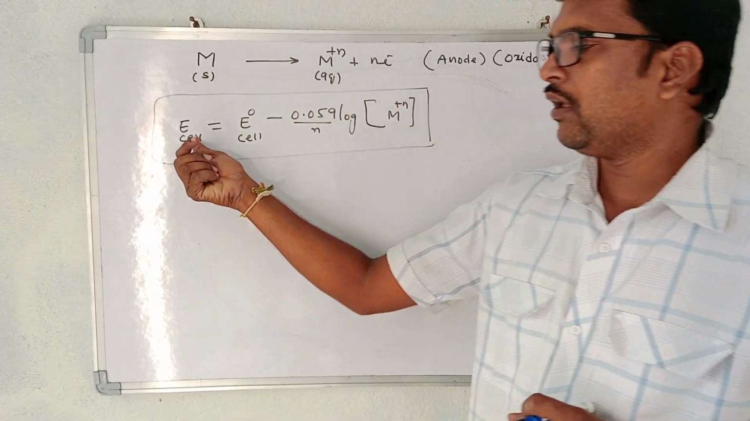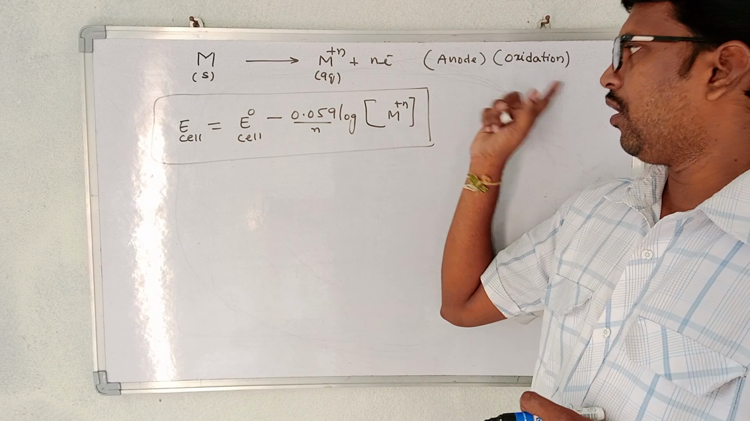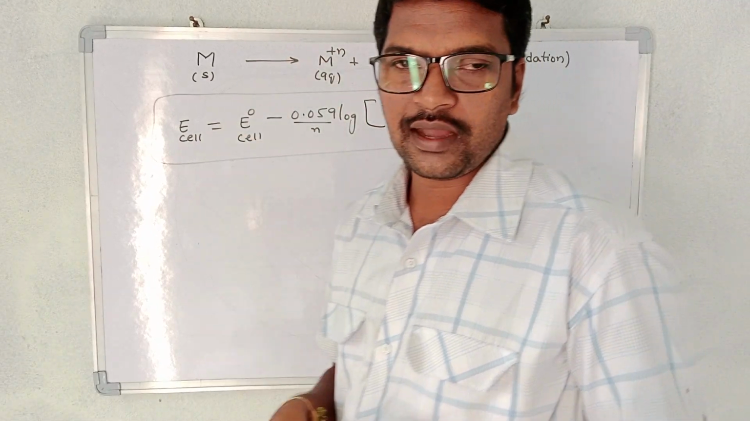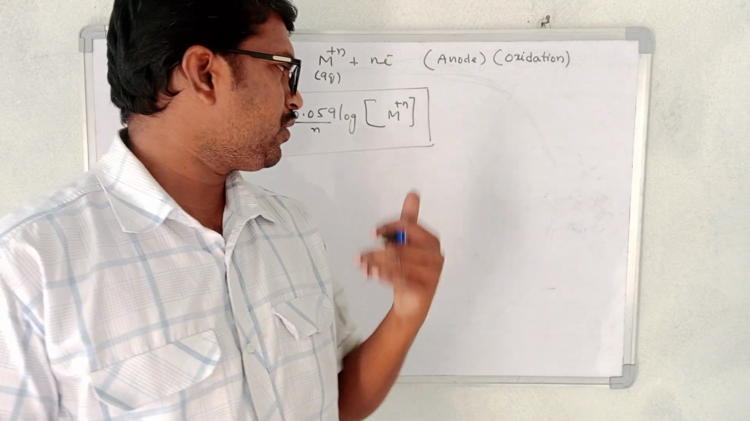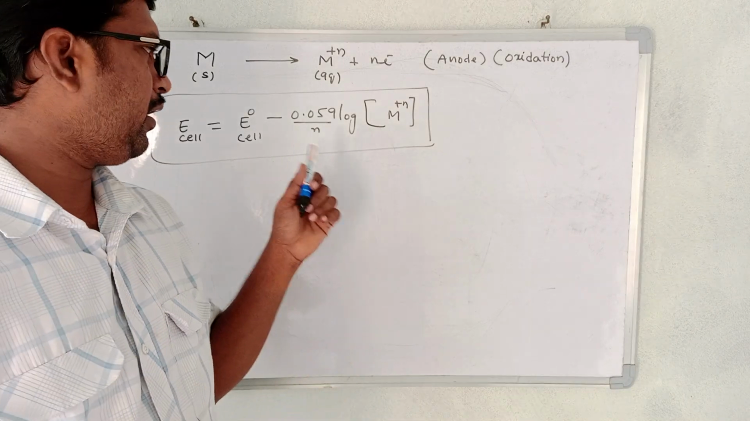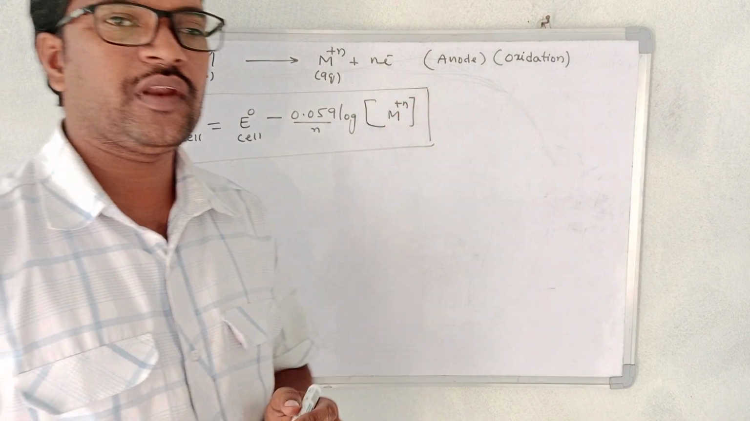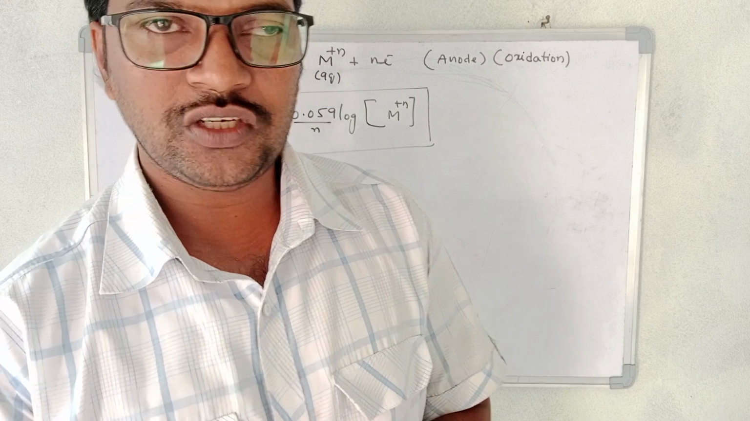Here E cell gives the potential value, that is the oxidation potential, and the reverse reaction is the reduction reaction, by which we get the reduction potential. This is for the oxidation reaction. The equation you write before is for the oxidation reaction.